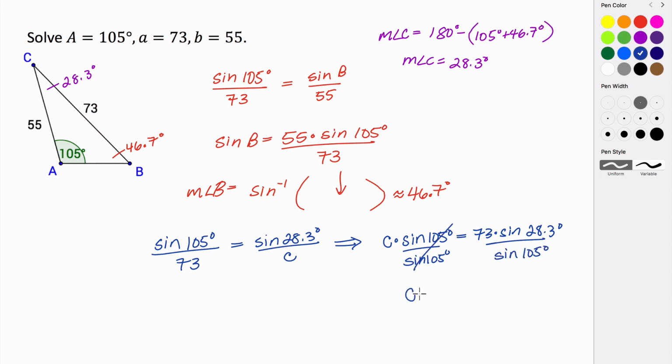And we get that C is about 35.8 units. So let's again round to the nearest tenth. So 35.8 units. And there we've solved our triangle.